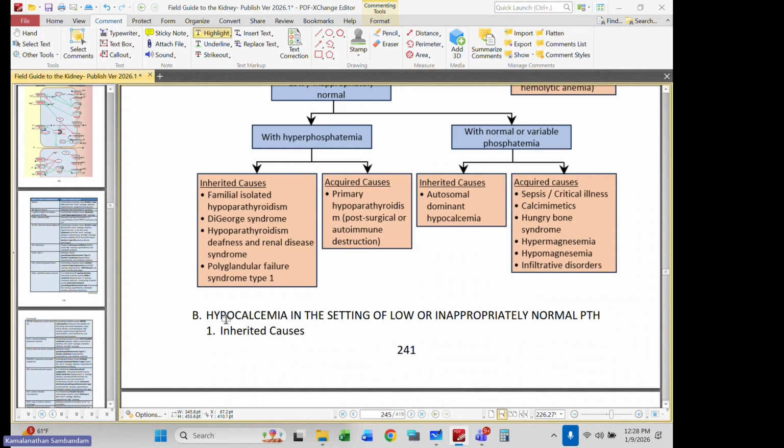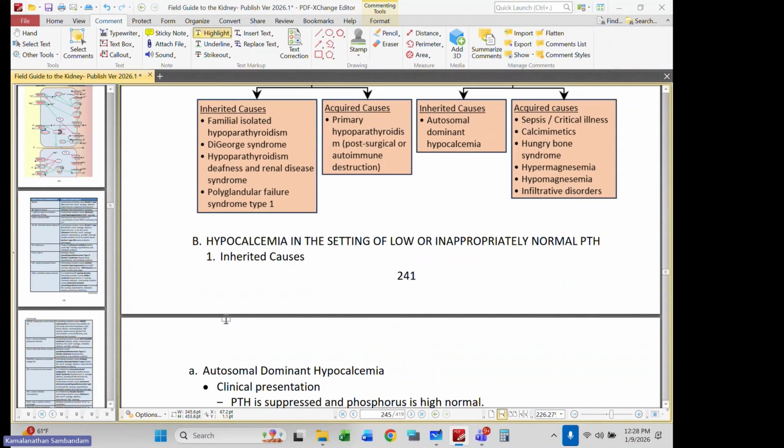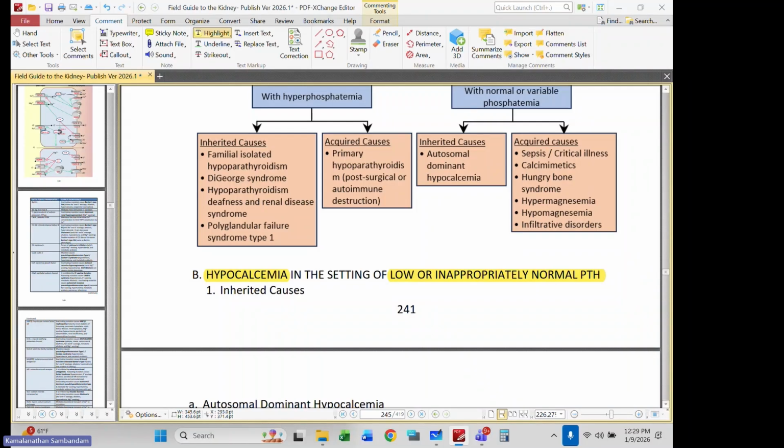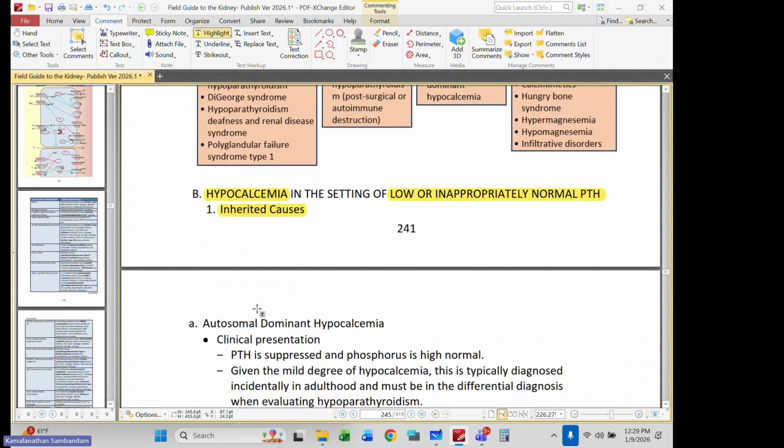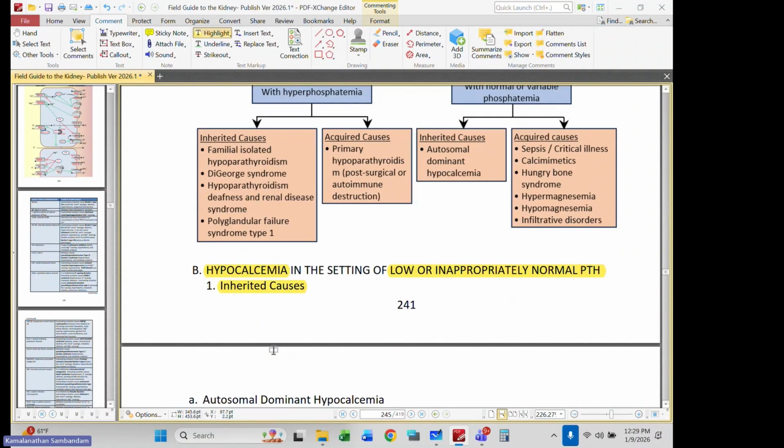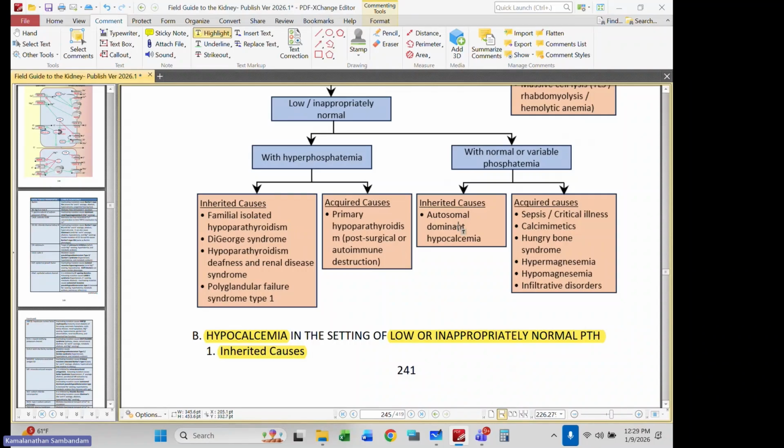Okay, so let's start walking through some of these, and we'll refer back to this algorithm. So hypocalcemia in the setting of low or inappropriately normal PTH. Let's go through some of these inherited causes. So here we are in this part of the diagnostic family. Inherited causes would include, here we go, excuse me. Here we are in the inappropriately normal.